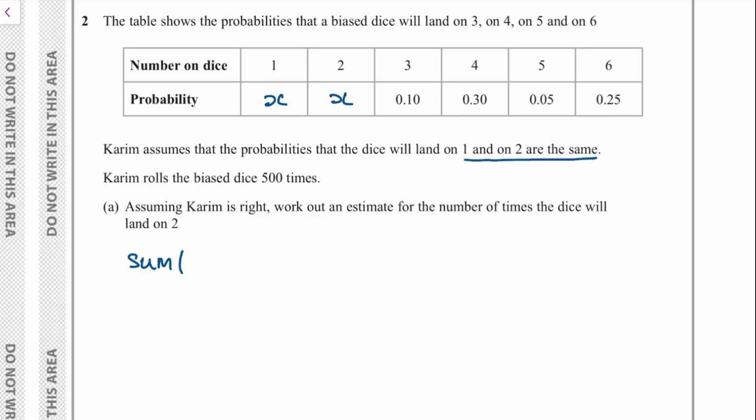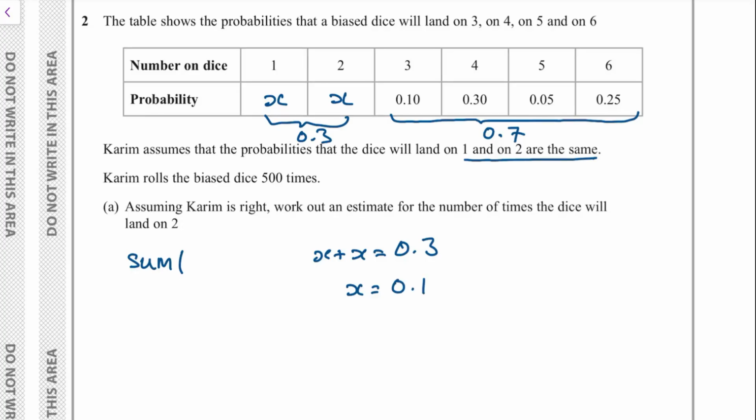Okay, so let's work out what I've got so far. So I've got 0.1 plus 0.3, which is 0.4, 0.45, 0.56, 0.7. So therefore, that means that my x plus x is going to be equal to 0.3. So let's just be clear what I've done there. I know that's 0.7, which I know this here must be 0.3, which means that 1 and 2 both have the same probability, which is 0.15, or of course 15%, or any equivalent you want to write.